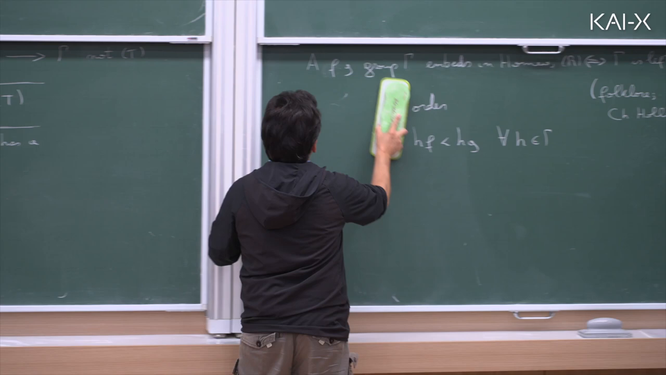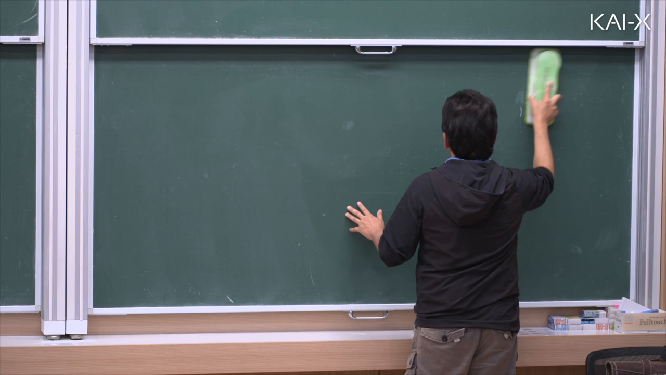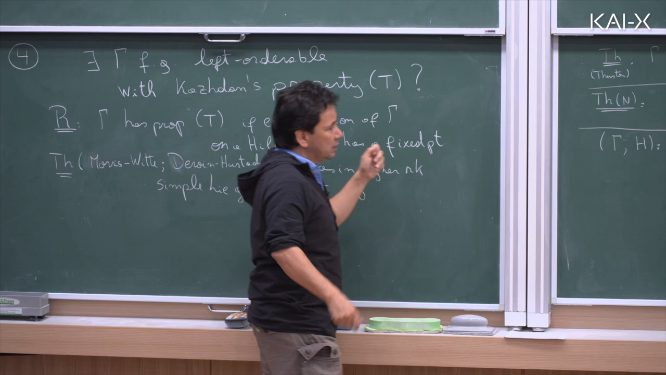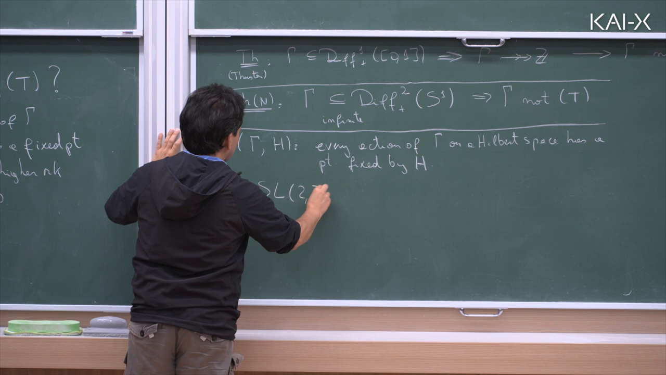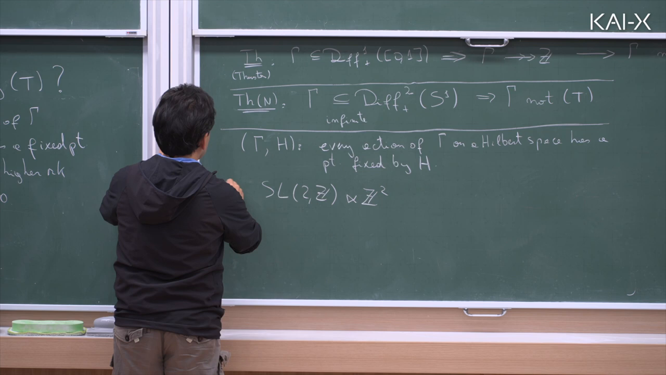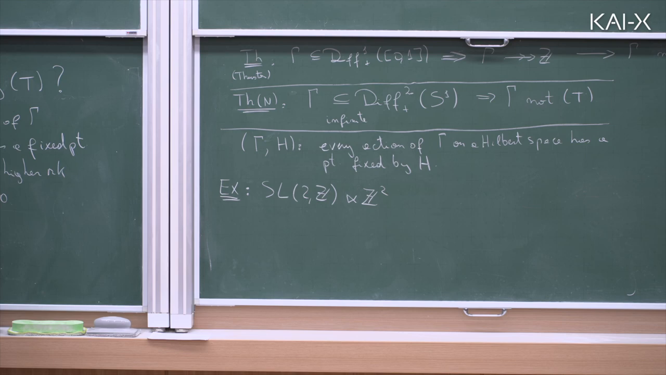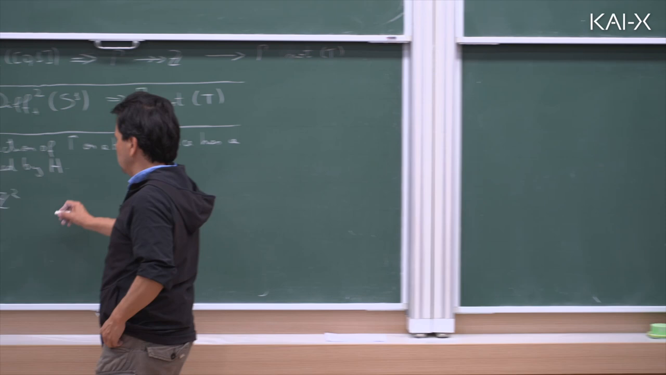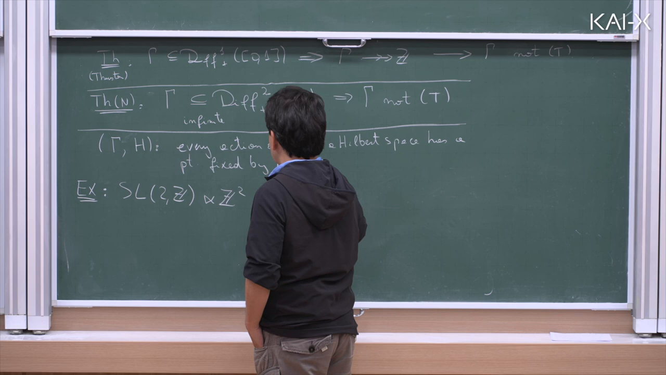And there is a prototype of a group with relative property T. An example of a group with property T is SL3C. A prototype of this is SL2C semi-direct product with C2. Okay? So every action of this group has a vector which is fixed by this subgroup. This is classical. And what is nice is that this group, that I will denote by Gamma R, is the example with the relative property T.